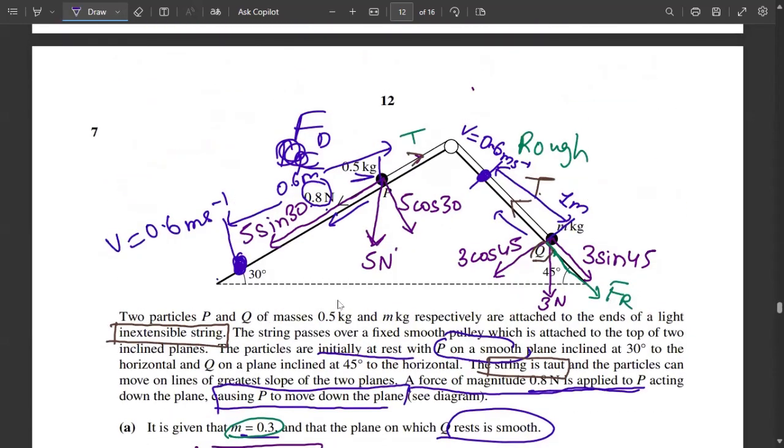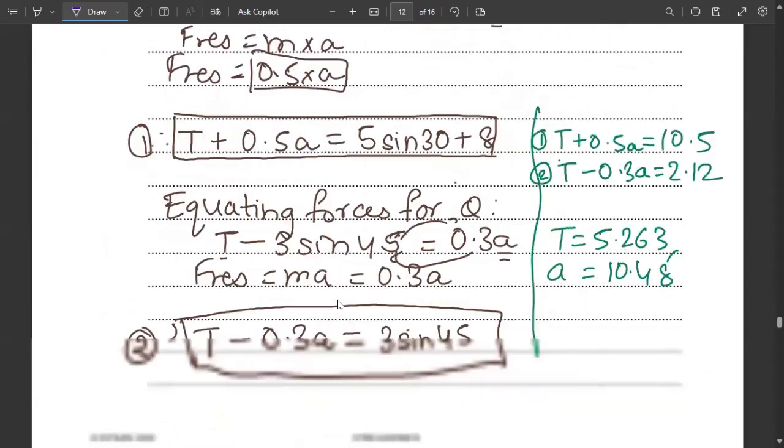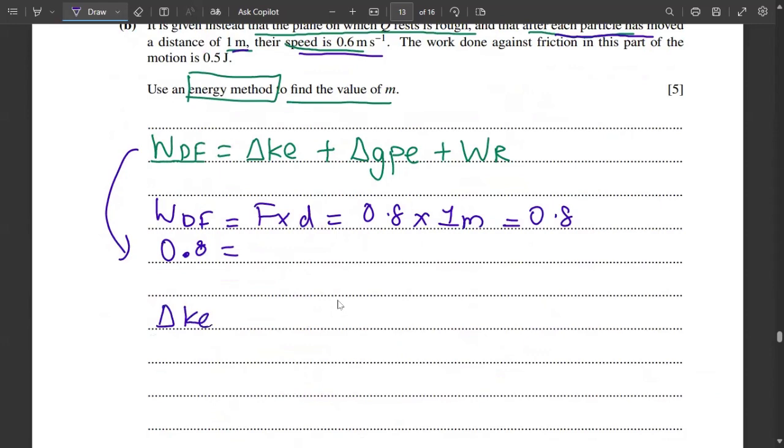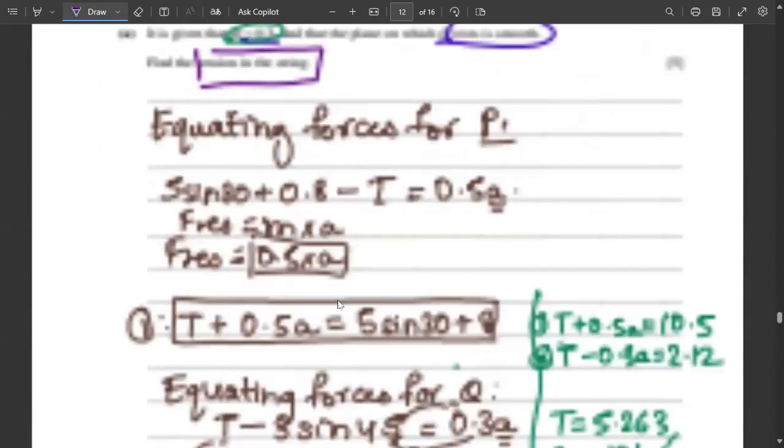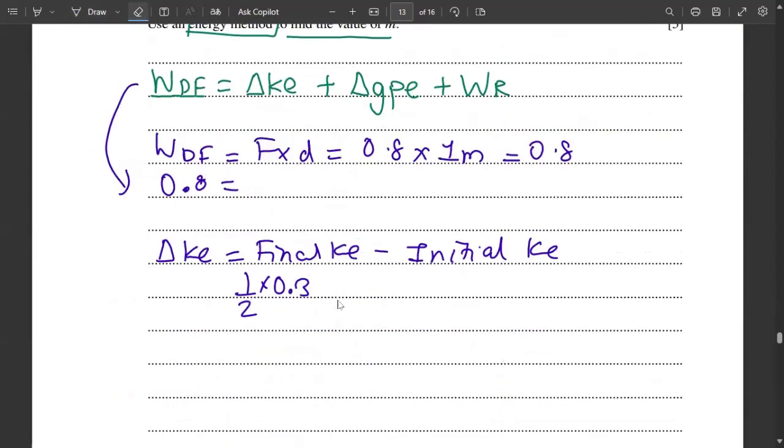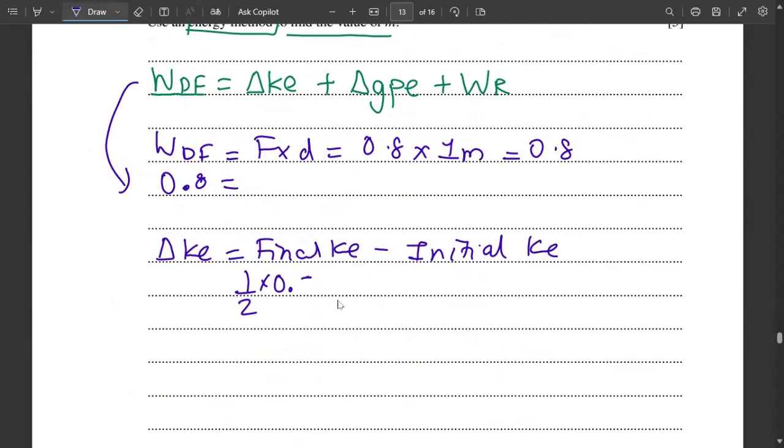So now we have to find the change in kinetic energy. So delta KE is nothing but the final KE minus initial KE. So what is the final K? The final K will be half into 0.3, 0.3. What is 0.3? No, we don't know 0.3. My bad, it was 0.5. 0.5 is the mass of particle P. So K is half mv square, half into 0.5 into 0.6 square, plus half into m into 0.6 square.